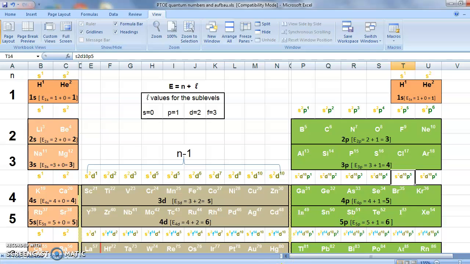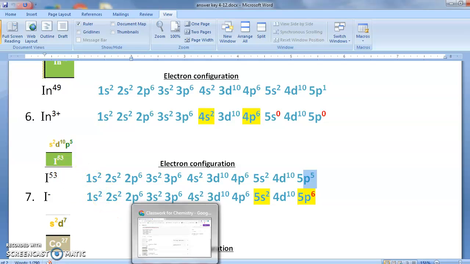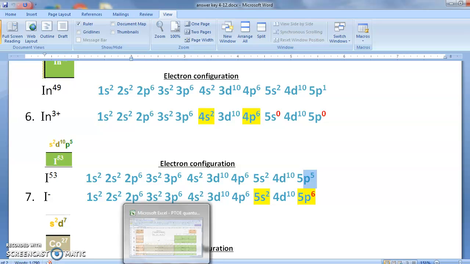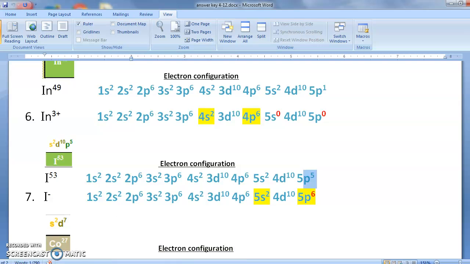So I can go ahead and write down that it is an S2D10P5. And I just wrote that over here so we don't have to really go back and forth too much. Now, what S2D10P5 is it? Well, we just come right back here. Iodine is a 5P, so it's a 5P5. So right here, even before I start, I can write 5P5.